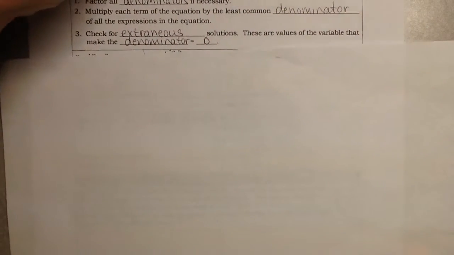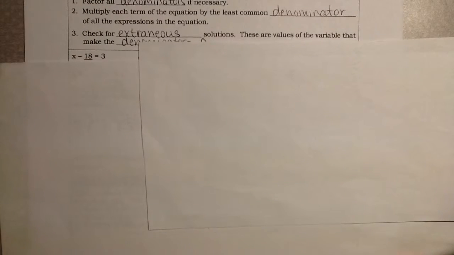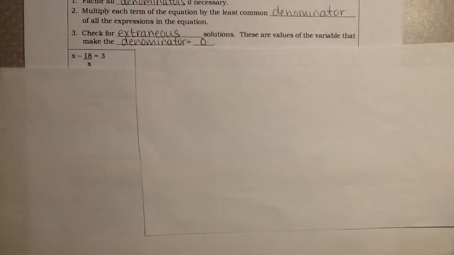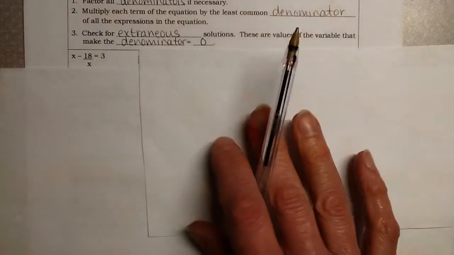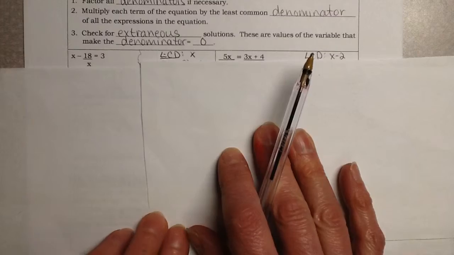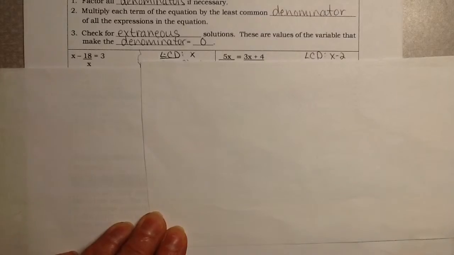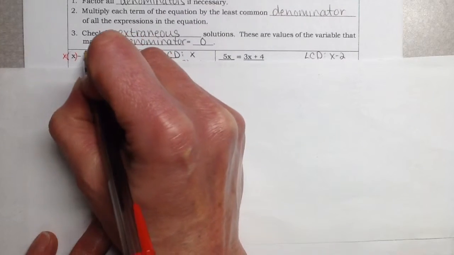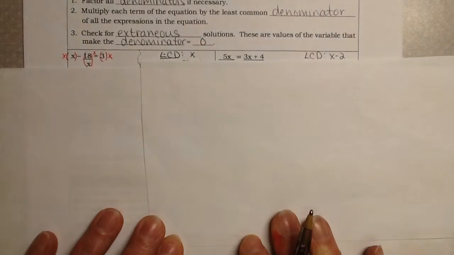Okay, the first equation that we have is x minus 18 over x equals 3. Now we need to find a common denominator. So we're going to read across from left to right, and we can see there's only a denominator of x. So that's going to be our least common denominator. Now we're going to multiply each term in the equation by the least common denominator. So I am going to multiply everything by x. This gets multiplied by x, this gets multiplied by x, and this gets multiplied by x. Everything has to be multiplied by x.